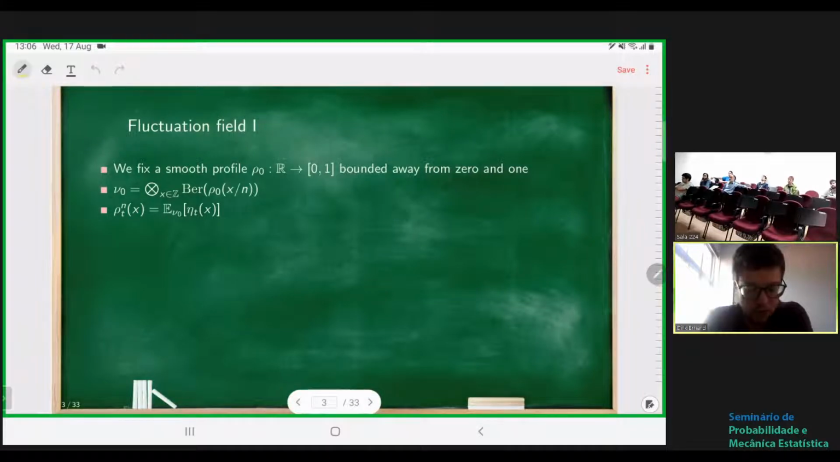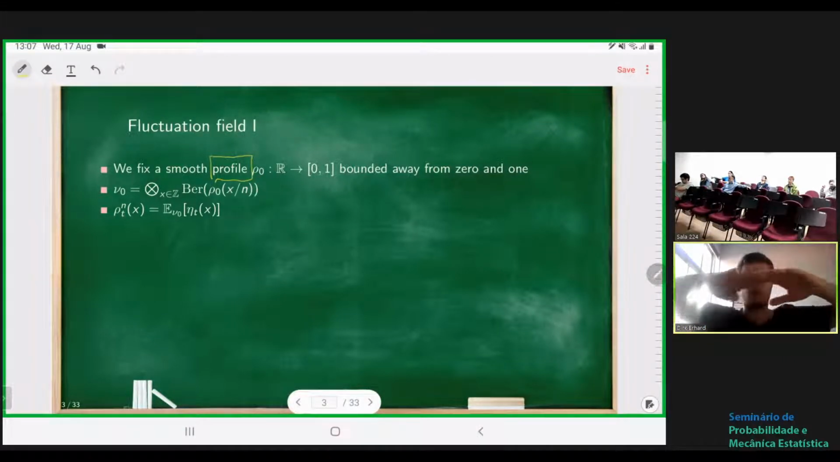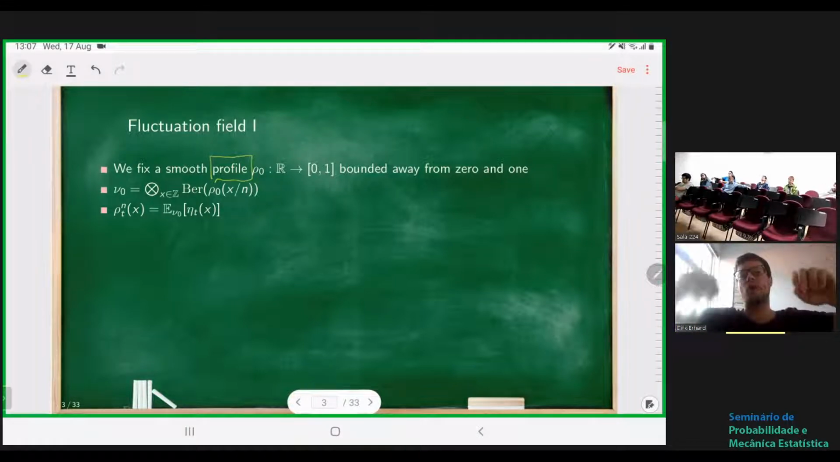And if you study them out of equilibrium, one initial measure you can take is the one that I will present now. To do so, what I want to introduce is some smooth function rho naught, or rho zero, which I call a profile, which is simply a smooth function, maybe C4, which maps R to the interval 0, 1, and which we assume to be bounded away from 0 and 1. So associated to such a smooth profile, you can associate a product Bernoulli measure, where now the density is not constant in space, but really depends on your profile.